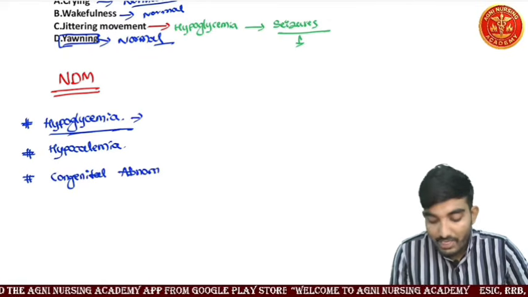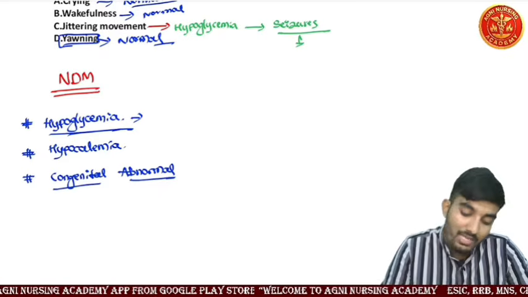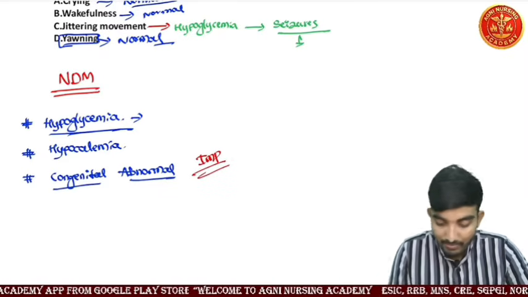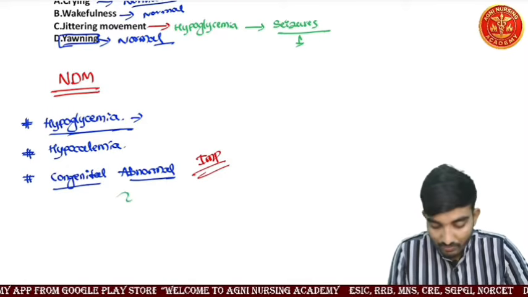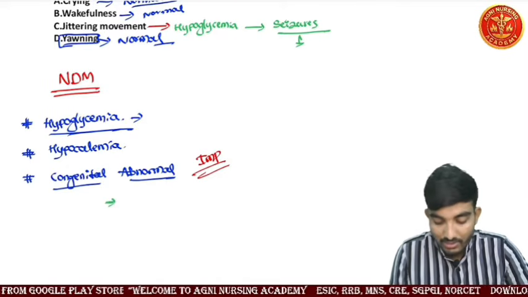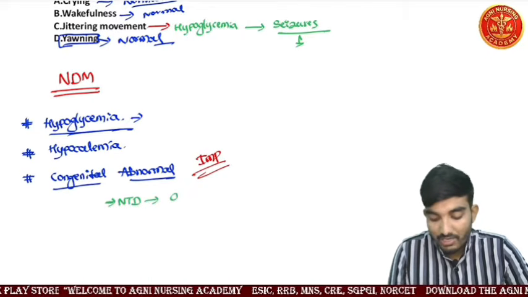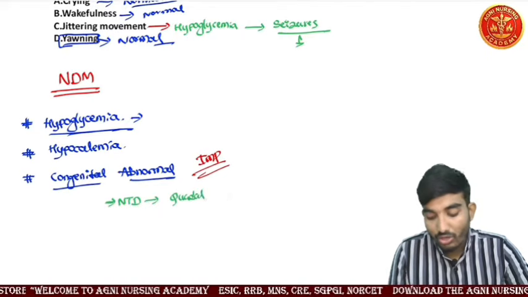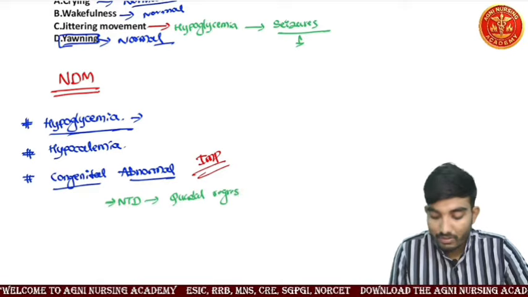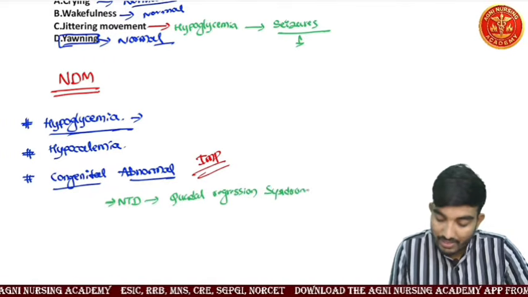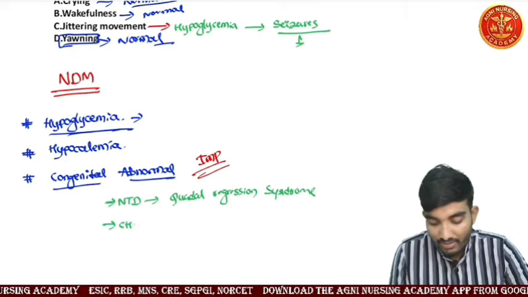Abnormalities. It's important, and it was already asked previously as a question. We'll see the most common congenital abnormalities: neural tube defect, the special one, caudal regression syndrome, and congenital heart defect also.